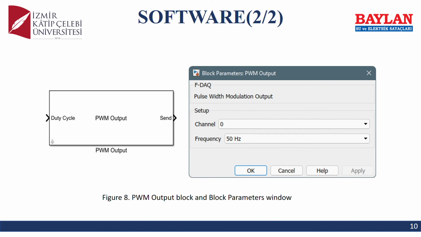Let's examine one specific block among the other blocks in the library. The PWM output block is designed to modify the PWM signal with 4 channels. In the block parameters tab, we can choose one of these 4 channels, and we can determine the frequency of that channel signal. The input of this block is a duty cycle PWM output.